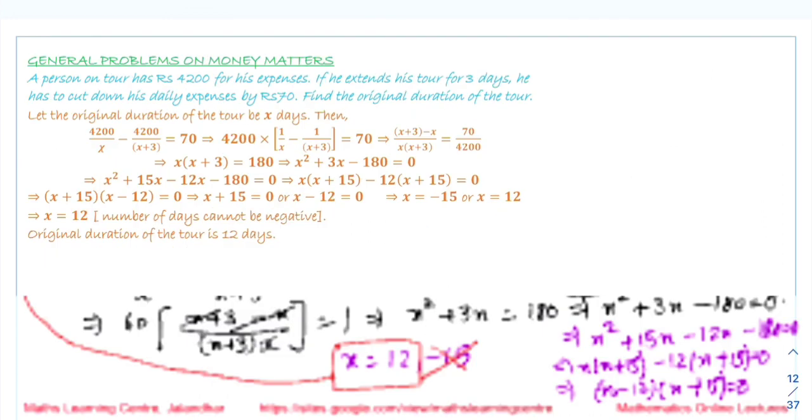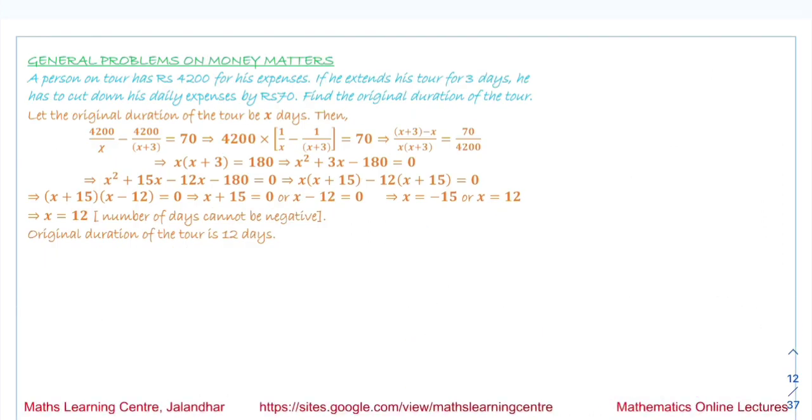So first, a person on tour had rupees 4200 for his expenses. If he extends his tour for 3 days, he has to cut down his daily expense by rupees 70. Find the original duration of the tour. So let the original duration of the tour be x days.